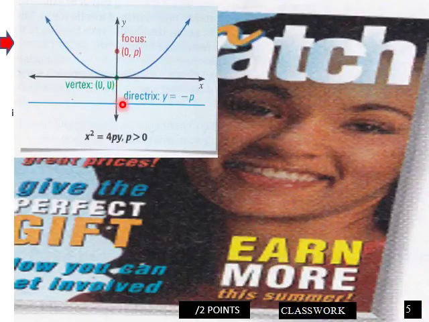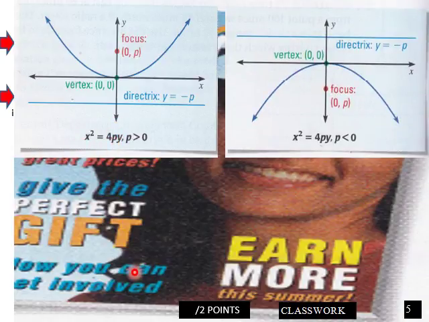Here is a diagram again: x squared equals 4py. We have our directrix here, our vertex, and our focus. We have an equal distance here and an equal distance here to our directrix. The directrix would be y equals negative p.